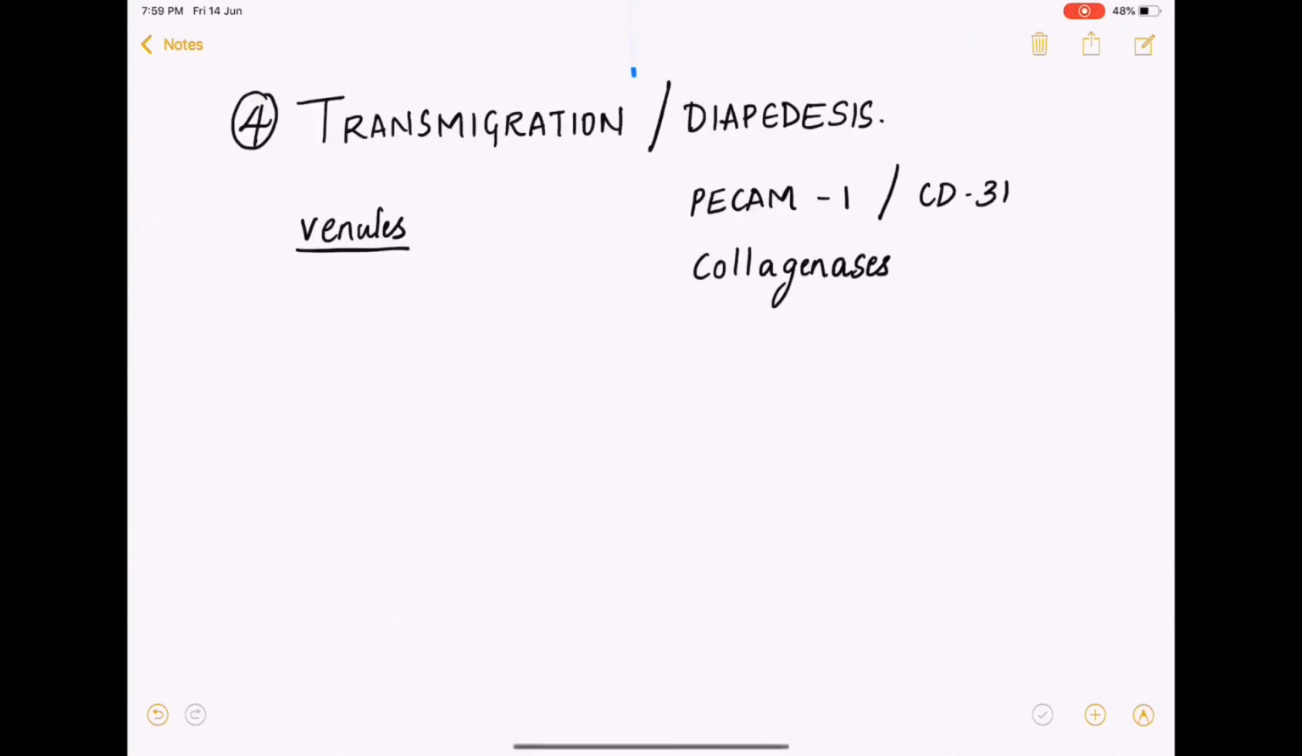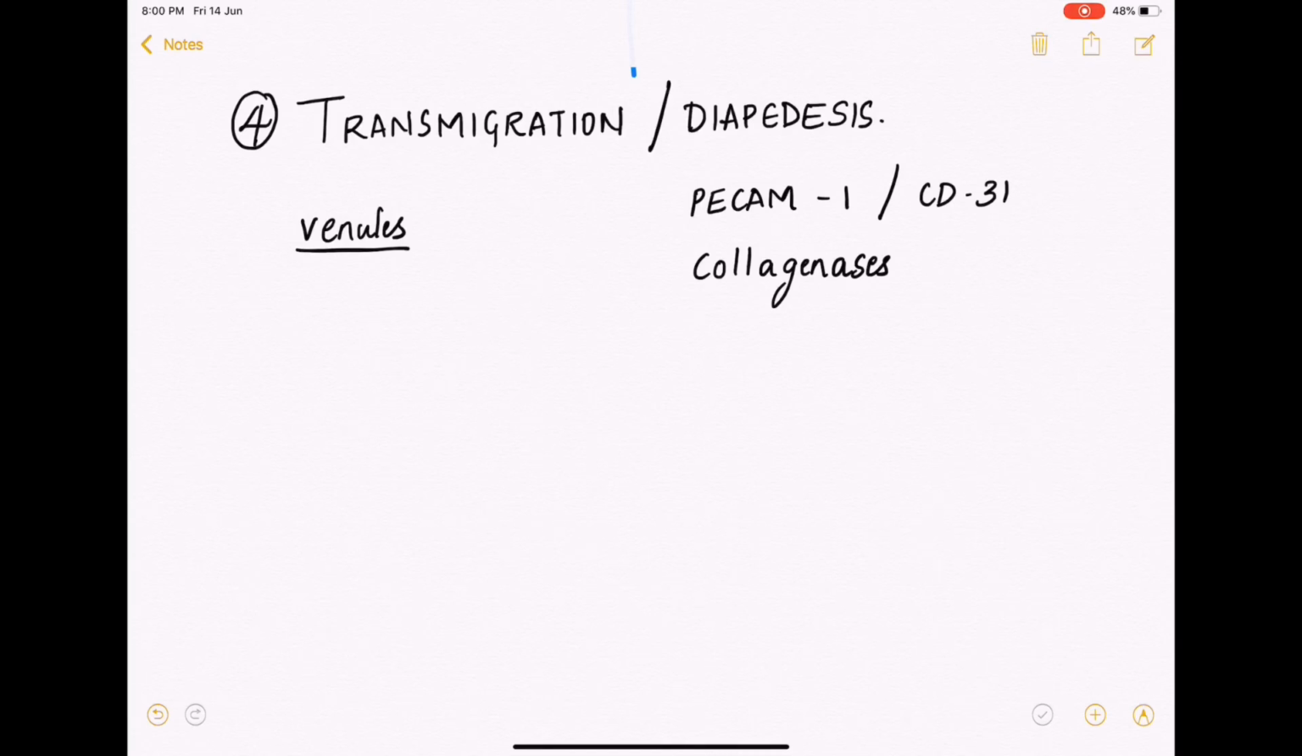So the next thing we have is transmigration, also called diapedesis, where the WBCs cross the endothelial cell layer and also the basement membrane and enter into the extravascular tissue or extravascular space. This is called transmigration.